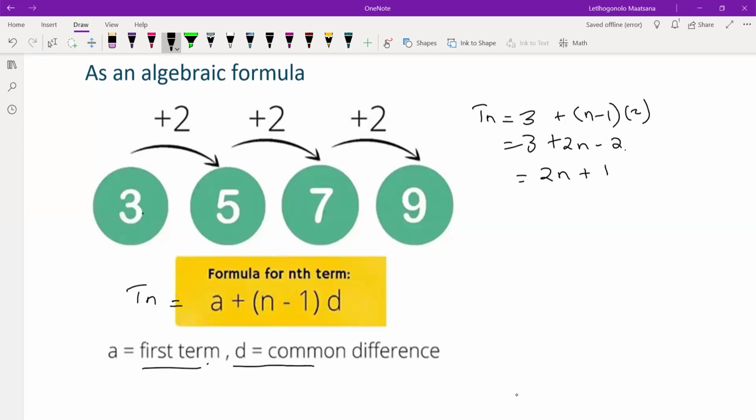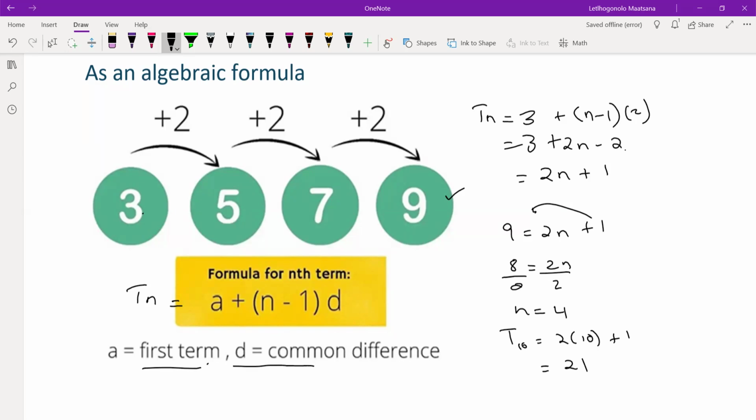This means that if you want to know what would be the term that is equal to 9, you can just equate 2n plus 1 to 9, take the 1 to the other side, divide on both sides, and n is equal to 4. That's the 4th term. If you wanted to know what is the 10th term, you would say T10 is equal to 2 times 10 plus 1. 2 times 10, that's 20, plus 1, that will give us 21.